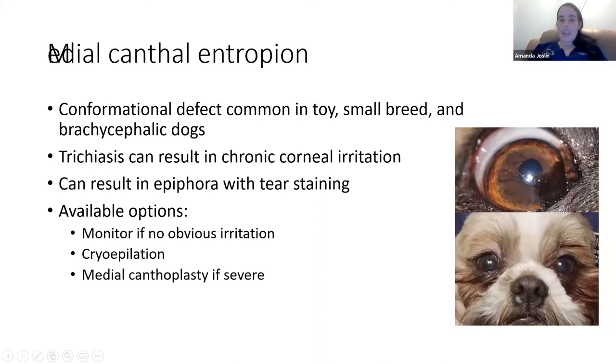Now we talk about medial canthal entropion. This is a common conformational defect we see in our toy, small breed, and brachycephalic dogs. It's just that their inner corner of the eyelid is really tight. That in itself can be okay. You can definitely get chronic epiphora, or just the normal tearing that owners are seeing, because it can't get into the inferior puncta. The big concern is, one, if there's excessive trichiasis causing irritation on the corneal surface, like in this picture, causing pigment to form, or if the tearing is so aggressive that you keep getting a facial dermatitis.